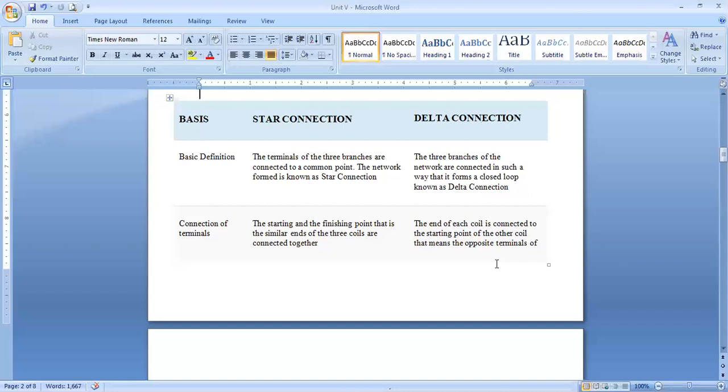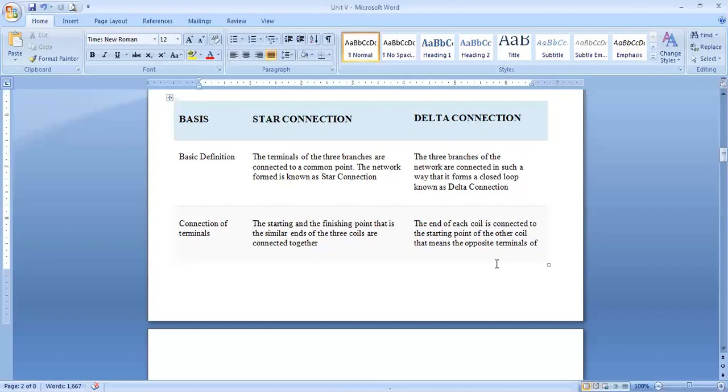Clear? Now, the basic definition. For a star connection, the terminals of the three branches are connected to a common point. The network formed is known as the star connection. For the delta, the three branches of the network are connected in such a way that they form a closed loop, known as the delta connection.